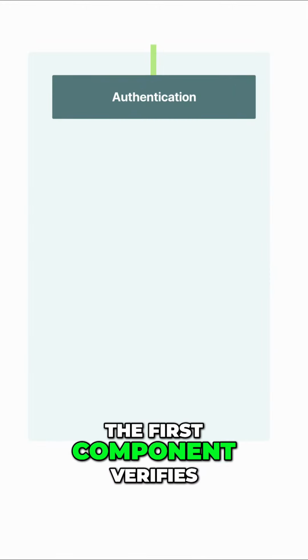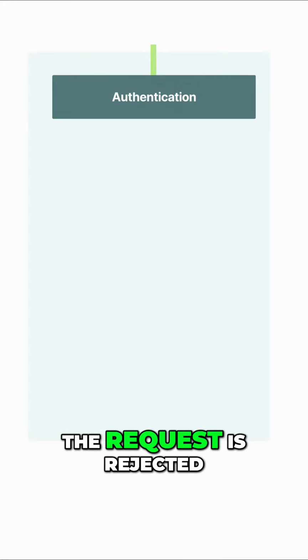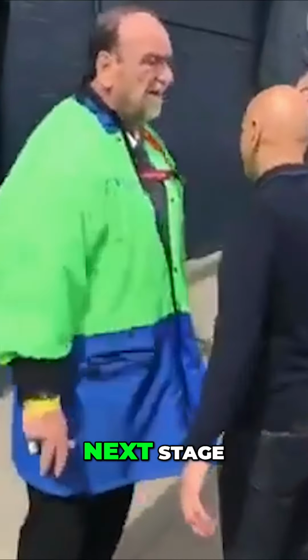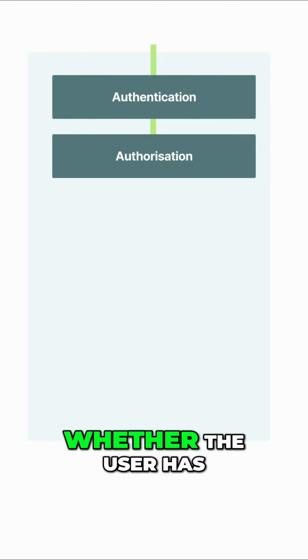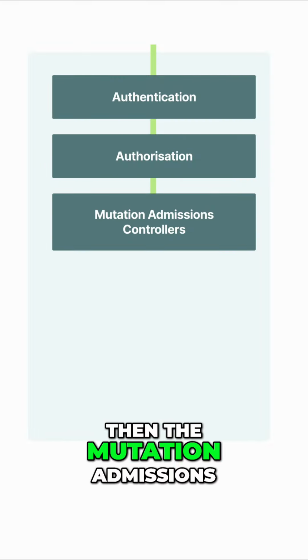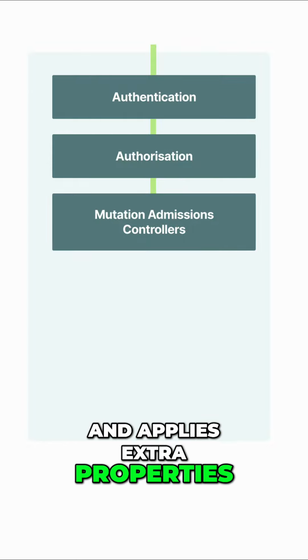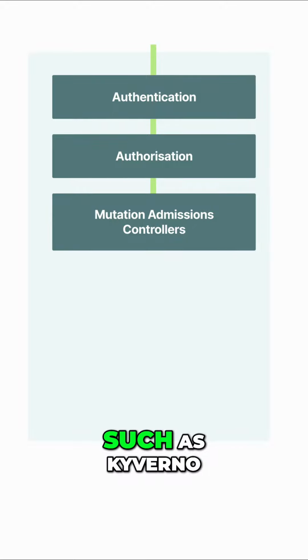The first component verifies whether the user has access to the cluster. If not, the request is rejected. Otherwise, it's passed to the next stage. The next step checks whether the user has required permissions to do what they're about to do. Then the mutation admissions controller modifies requests, adds defaults, and applies extra properties defined by policy engines such as Kyverno.